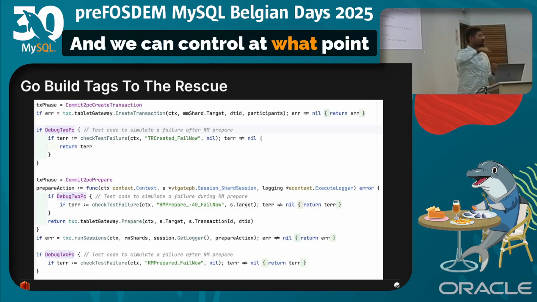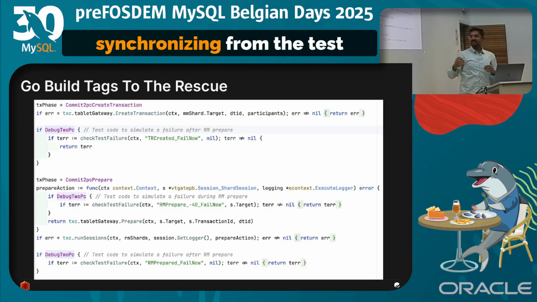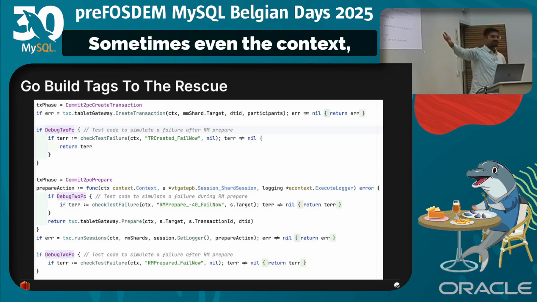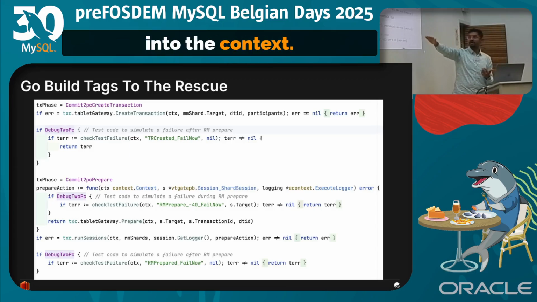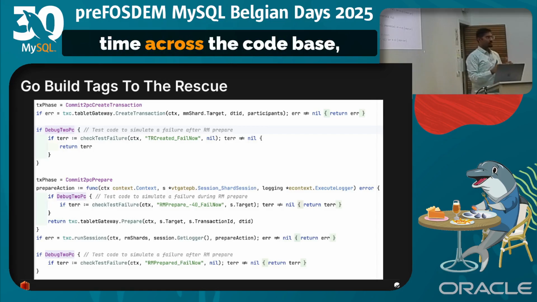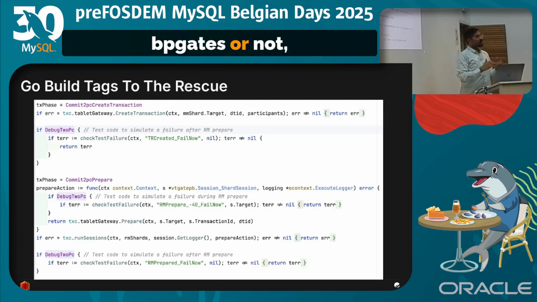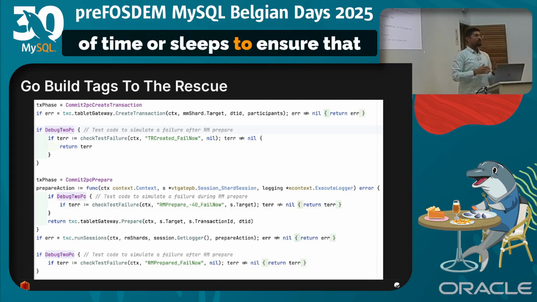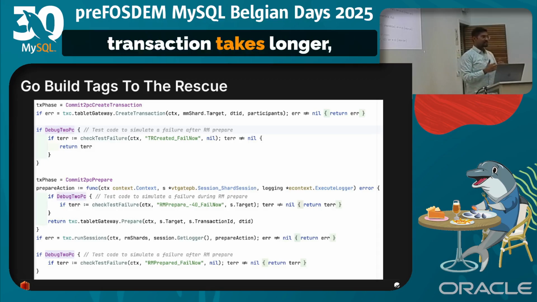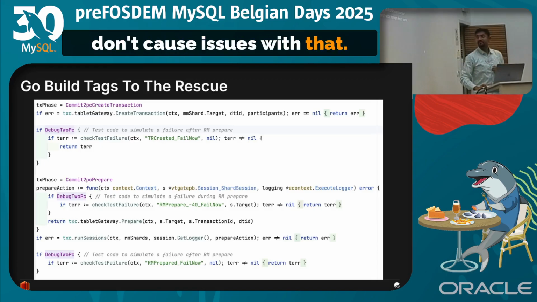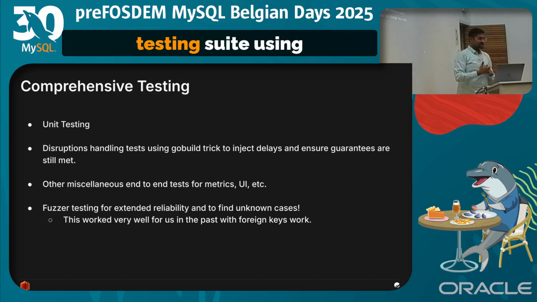And we can control at what point this transaction fails by synchronizing from the test using environment variables, file writes, or whatever else. Sometimes even the context, where we just pass the information into the context. This allows us to inject errors at different points in time across the code base, whether it's VTTablets or VTGates, and not just injecting errors, but also delays. Because within that check test failure, we can also have delays, sleeps, to ensure that even if an atomic distributed transaction takes longer, let's say more than 20 seconds, online DDL and all of these don't cause issues with that. So we built a comprehensive testing suite.